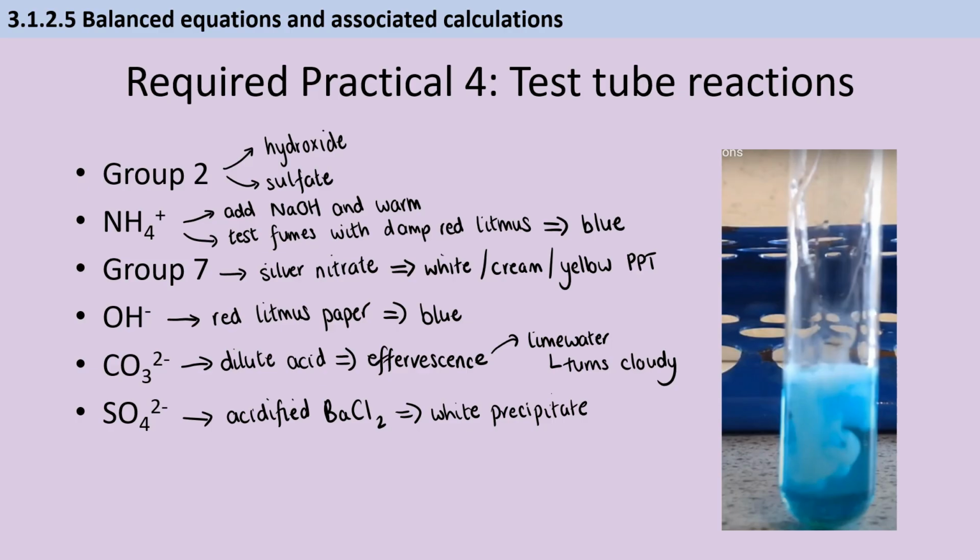If we think we might have hydroxide ions, of course, those are what are found in alkalis, so we can do some kind of pH test, usually red litmus paper, which would turn blue. To test for carbonates, we can add any dilute acid and we would see effervescence, and if we really wanted to be sure, we could test that effervescence with lime water, which would turn cloudy if it was carbon dioxide being given off. And finally, to test for sulfate ions, we use acidified barium chloride, which will form a white precipitate.